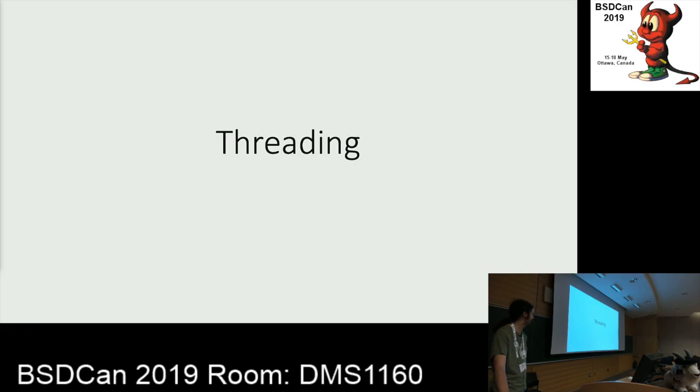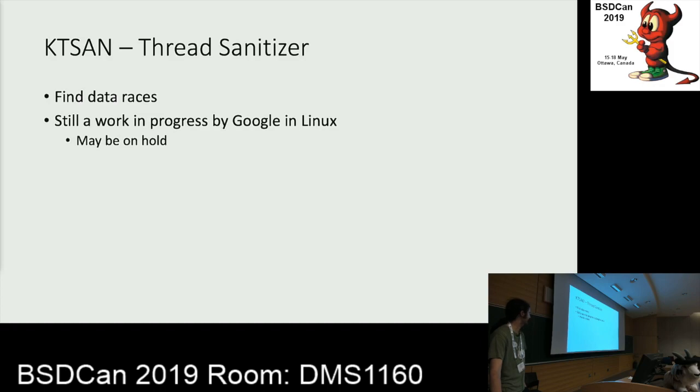And lastly, there's a threading sanitizer. I don't know anything about this one, so I'm just putting it up here for completeness. There is a kernel version of the threading sanitizer. It may or may not be on hold. I couldn't really tell from my Googling whether it's currently being worked on. But it's just there to find data races. If anyone does know anything about this, I'd like to know, because I'd like to know if it's something we should be looking at.